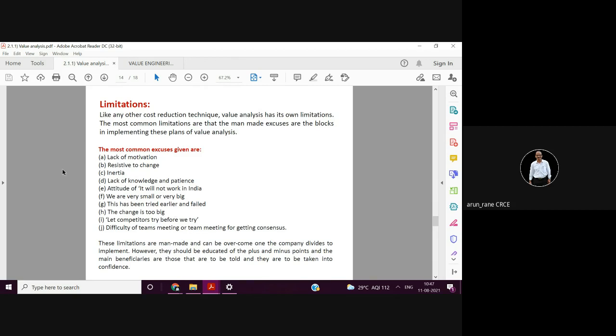ऐसा नहीं कि this doesn't have any limitation. So every technique will have its limitation. So you must remember, for any change there will be always resistance. Any change. If you want to implement something new, there will be resistance. So you have to overcome that resistance.